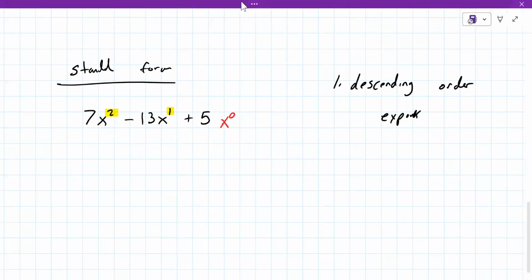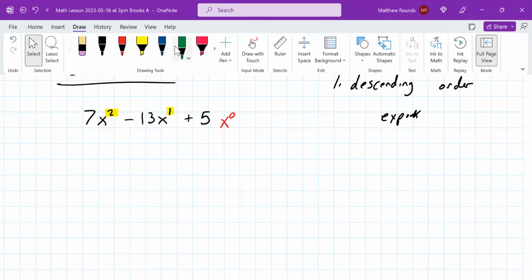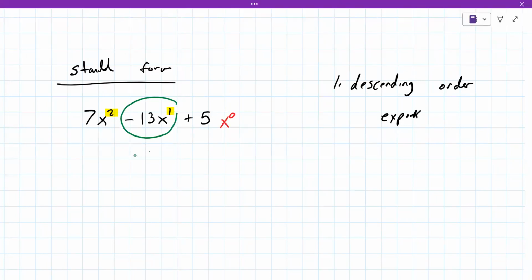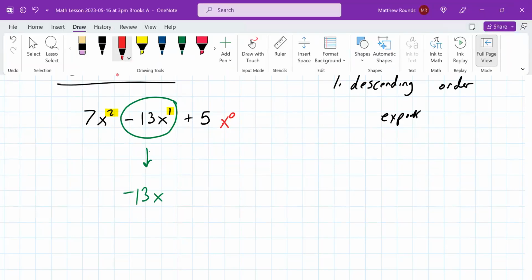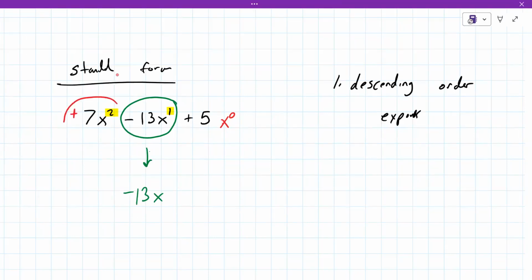Okay. And the idea here is that the operator goes with it. So this is really minus 13x. Okay. And it's not written, but there's really a plus in front of the 7. So it's really positive 7x squared.